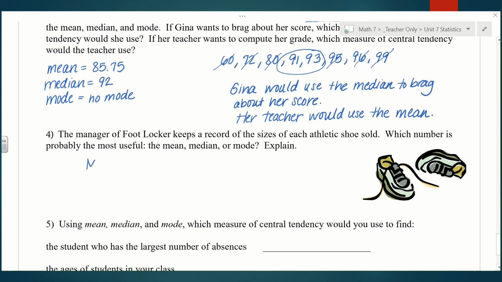Okay, so I'm going to say mode because it shows which shoe size is purchased the most.